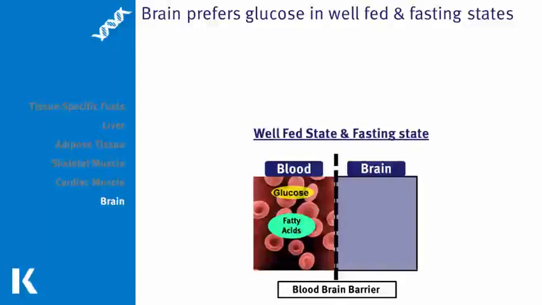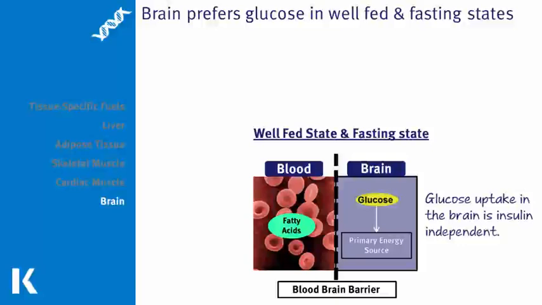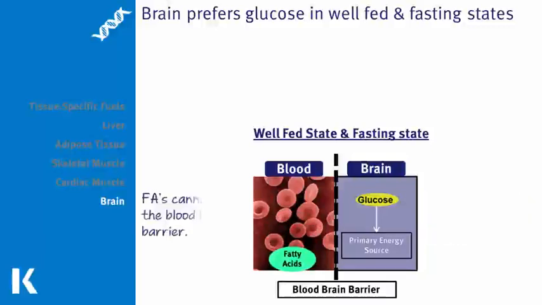During the well-fed metabolic state, glucose passes through the blood-brain barrier and is used as the primary fuel source in the brain. Uptake of glucose into the brain is insulin independent, and during periods of fasting, glucose is supplied to the brain through the bloodstream from glycogenolysis or gluconeogenesis that occurs in the liver. Fatty acids are unable to cross the blood-brain barrier, and therefore cannot be used as fuel during any metabolic state, no matter how low glucose concentrations are.